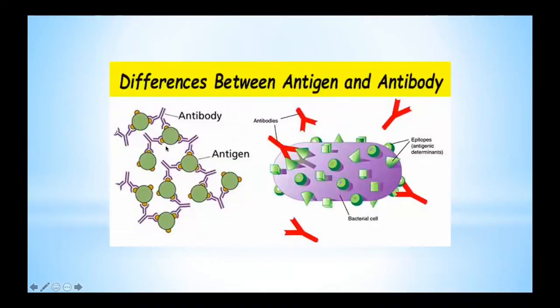Antibody will bind to antigen, and antigens are parts of the virus, bacteria, or any other pathogen. Antibody does not bind to the whole pathogen, virus, or bacteria, but instead they bind to certain epitopes of the antigens, and this is the difference between antigen and antibody.